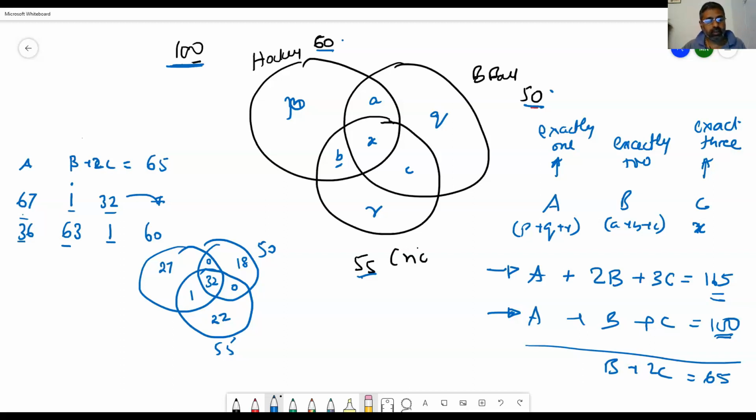There's another variable outside which you are assuming to be 0. None of the people are there who do not choose any one of them. All of them choose either hockey, football, or that. Okay, so now in this case, this is okay.